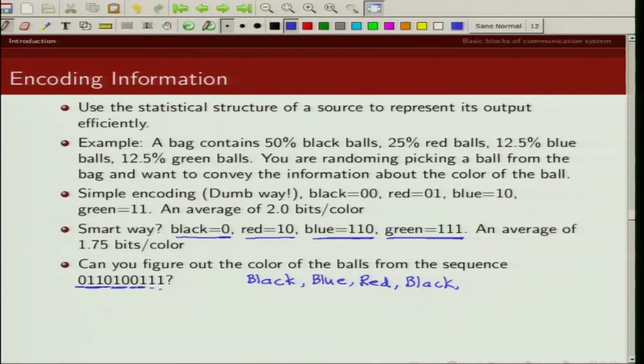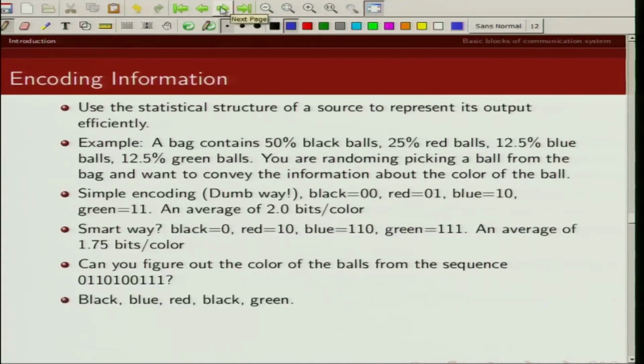And next we have 1. So 1 could be red, could be blue, could be green. Let's look at the next 2 bits. 1 1. Now 1 1 could be blue or could be green. Let's look at the next bit, which is 1 1 1. And what is 1 1 1? That is green. So you can see this is the sequence of colors which have been encoded using this bit frequency.